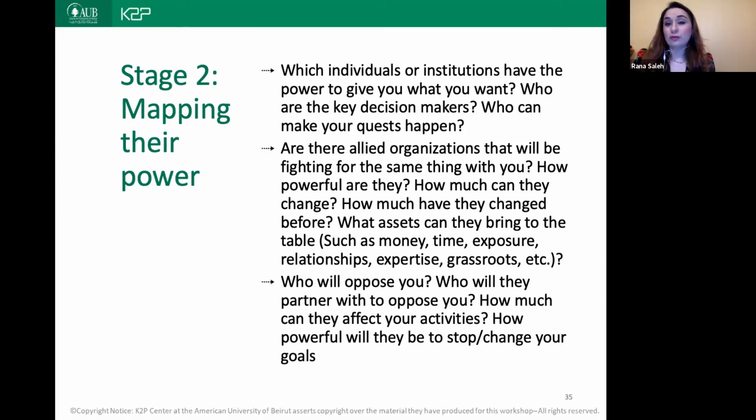So think of your problem and your solutions while thinking of who are the stakeholders that you should be adding to the list. Who are the allied organizations that will be fighting the same fight with you, who have a history in advocating for this issue, and who might be allies with you? How powerful are they? Were they able to change any policy before? Were they not able to change any policy before? Do they have access to policymakers?